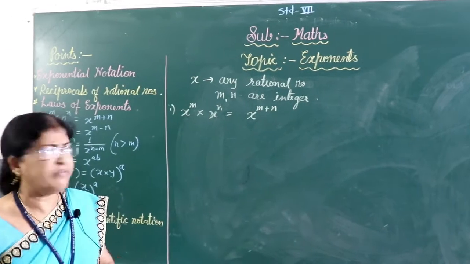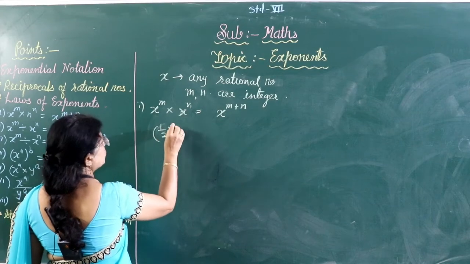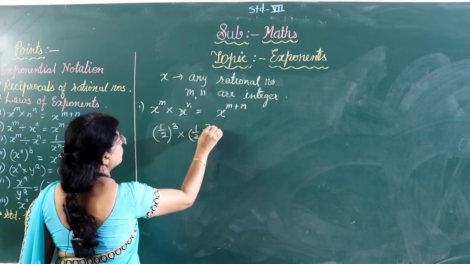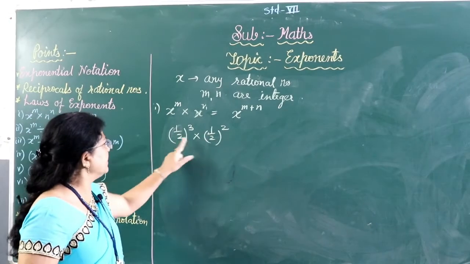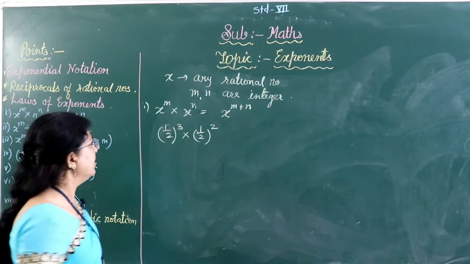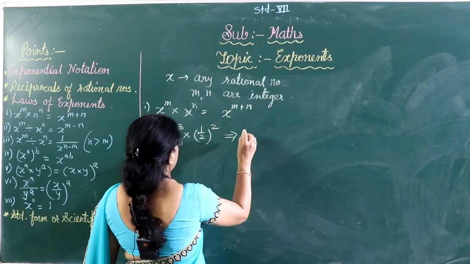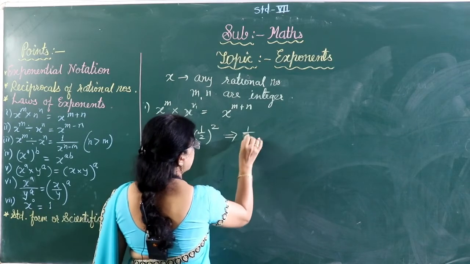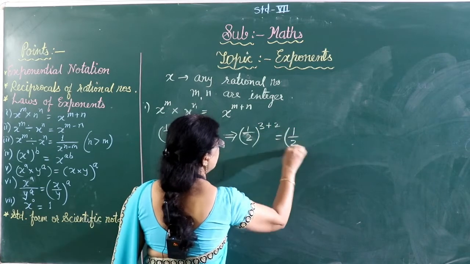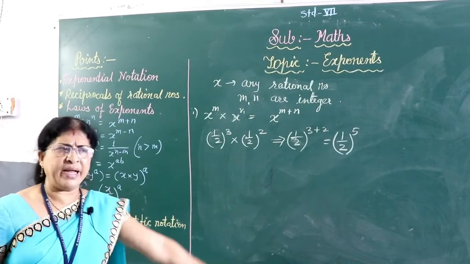Right? Any example we can take. For example, suppose 1 upon 2 raised to 3 into 1 upon 2 raised to 2. This base is same and the index or exponents, or powers, one and the same thing, are different. Then in that case, how can we solve? By applying laws. 1 upon 2 base common, raised to the power 3 plus 2. So what will you get? 1 upon 2 raised to the power 5. This you can get.